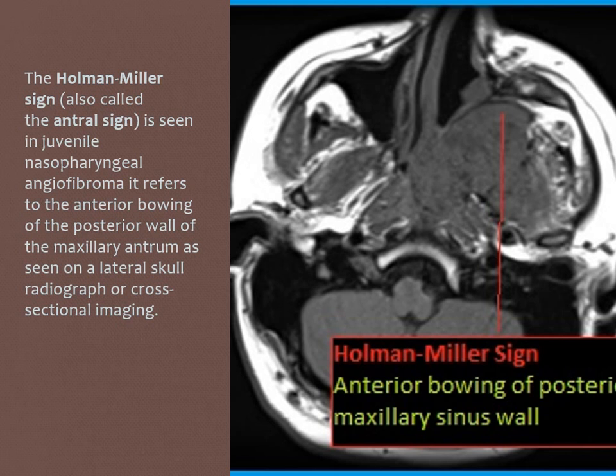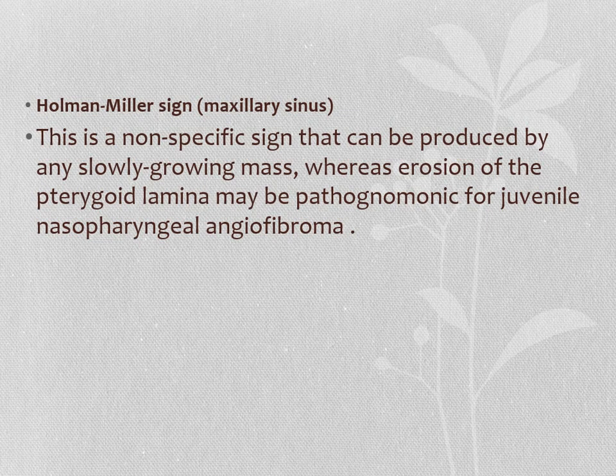So, Holman Miller sign, also known as antral sign. This is a non-specific finding for angiofibroma, can also be seen in a patient with slow-growing masses, but when there is erosion of pterygoid lamina, at this time it will be pathognomonic for juvenile nasopharyngeal angiofibroma.